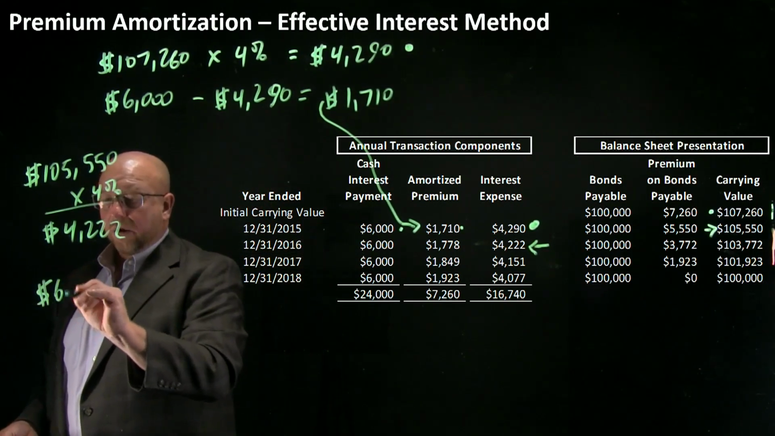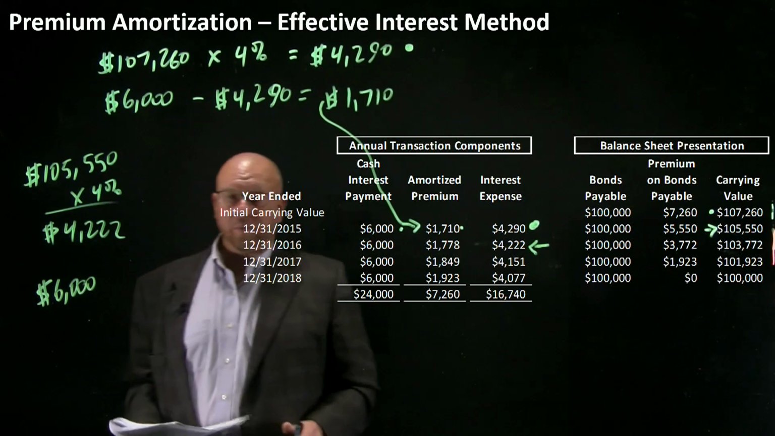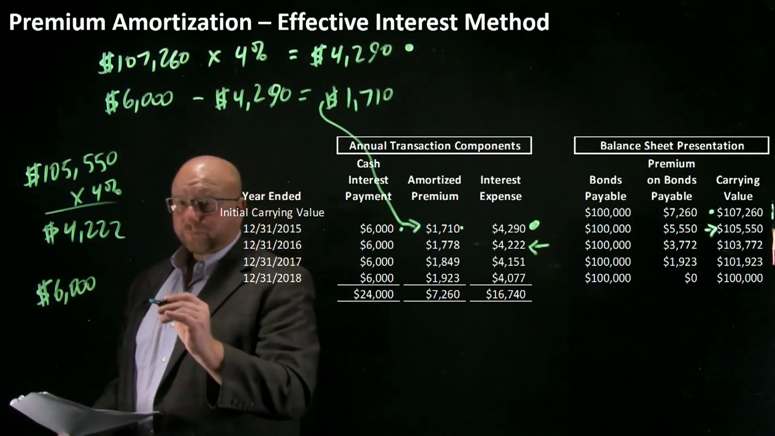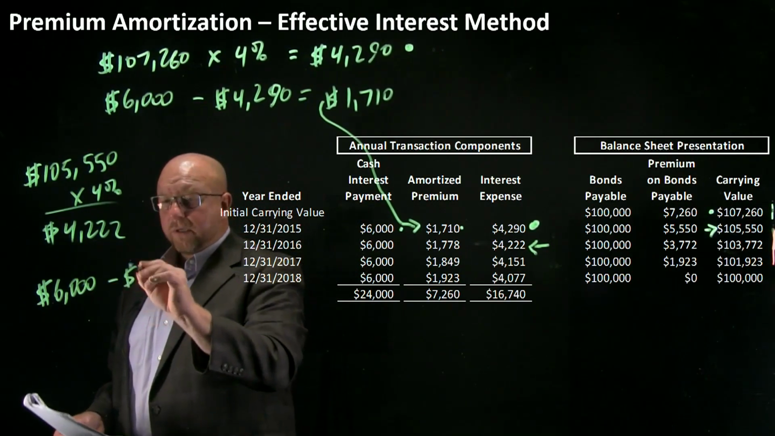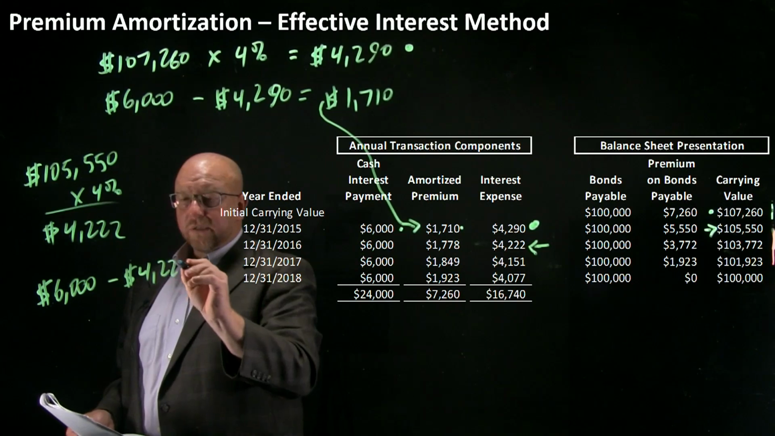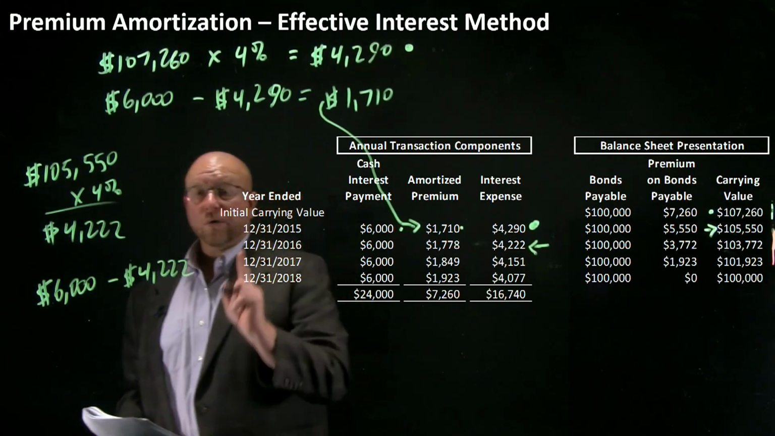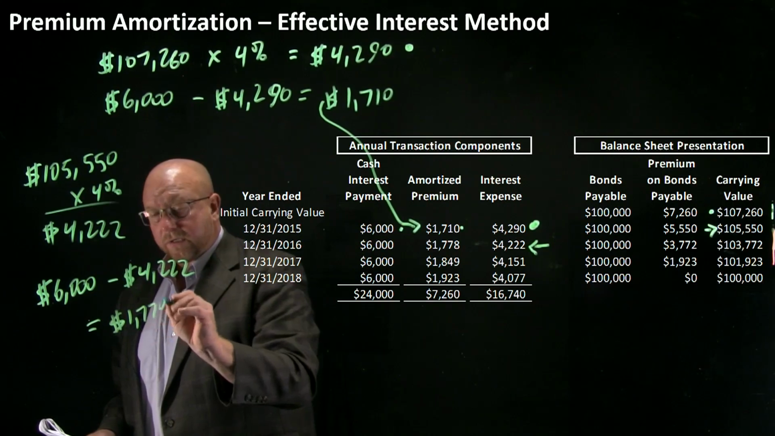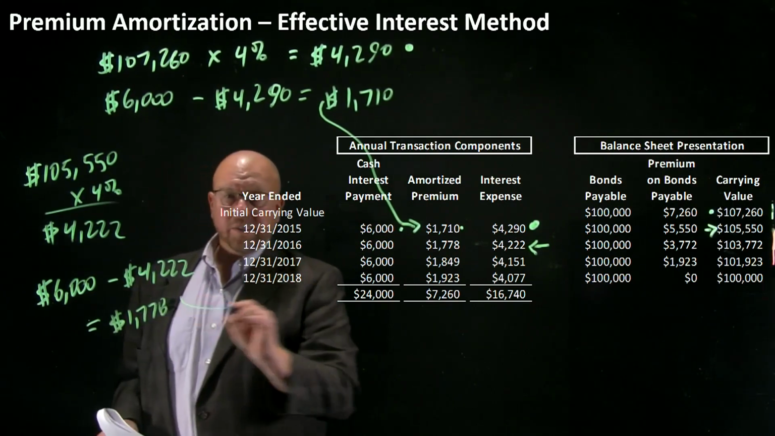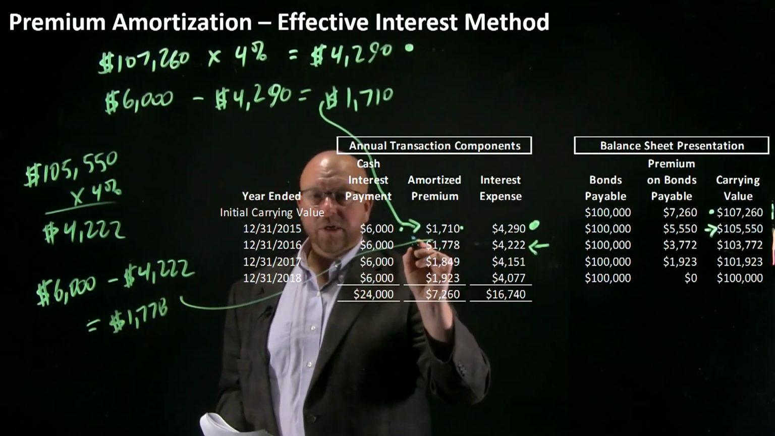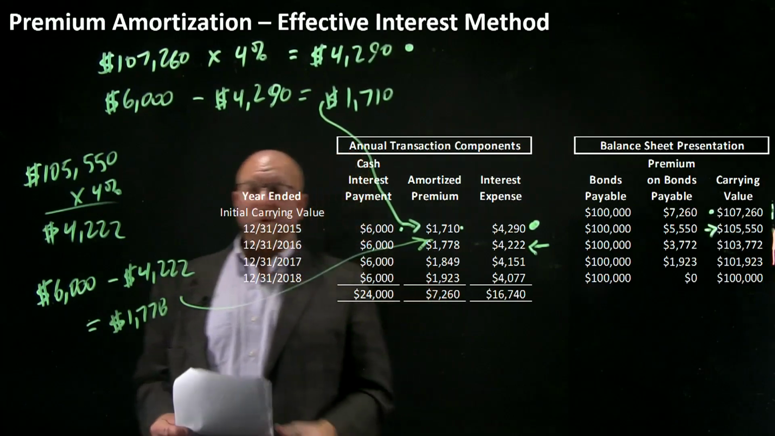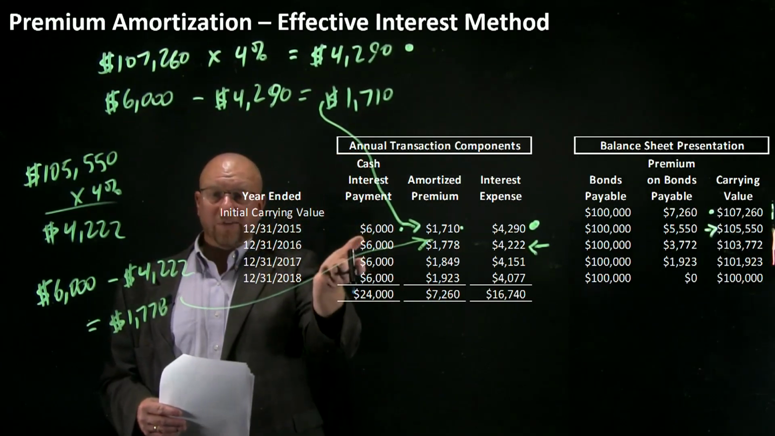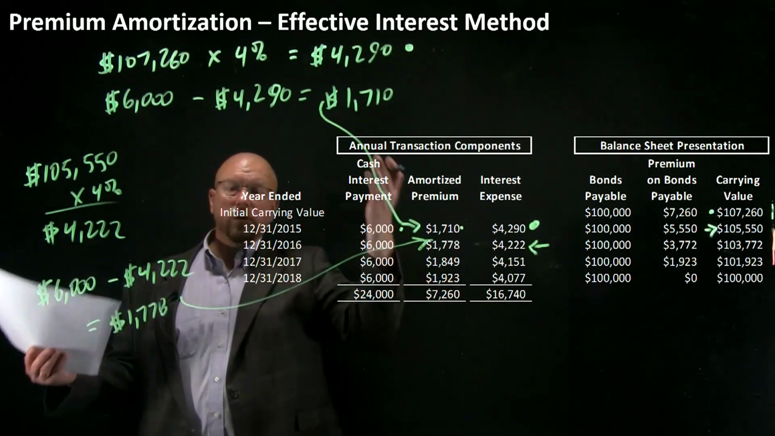Now, to round this out, we need to figure out how much of the premium is going away. Take the $6,000 payment minus the $4,222 accrual basis interest expense, and you will see that the amortization of the premium is $1,778 for this year.